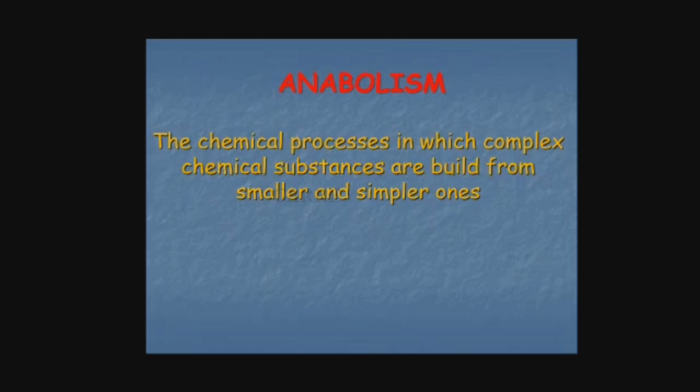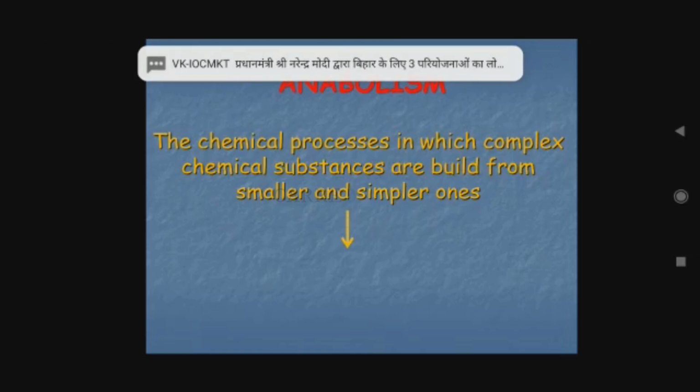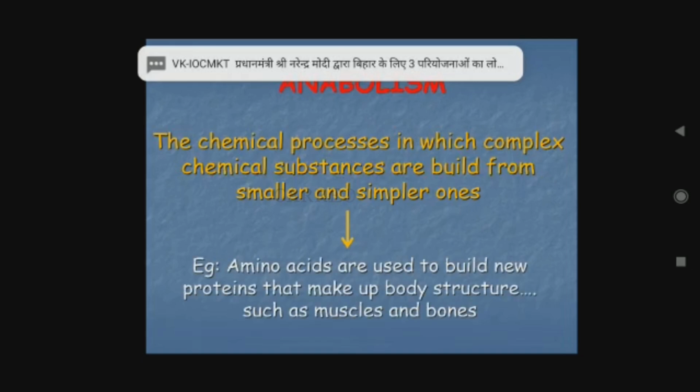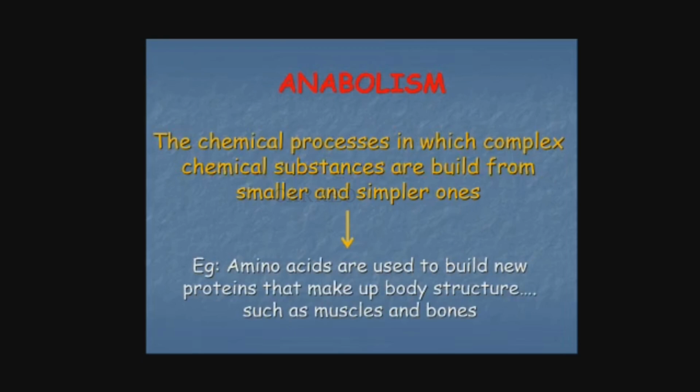For example, the complex chemical substance which is built from the smaller or simpler one is the amino acid, which is used to build a complex food, that is protein, and this protein makes our body structure such as muscles and bones. So in the process of anabolism, the simple food, that is amino acid, is used to build the complex food, that is protein. So this process is anabolism.